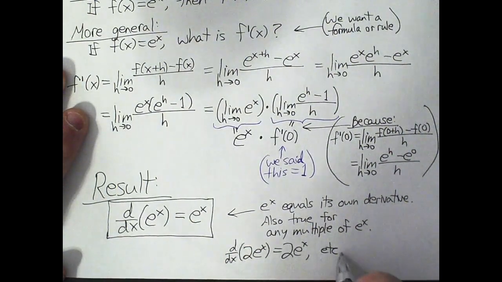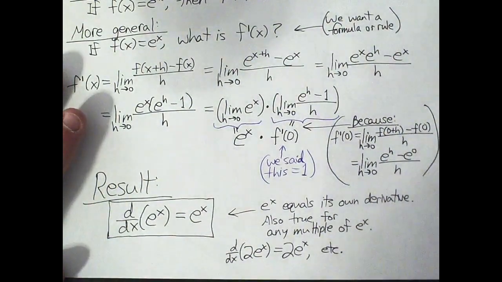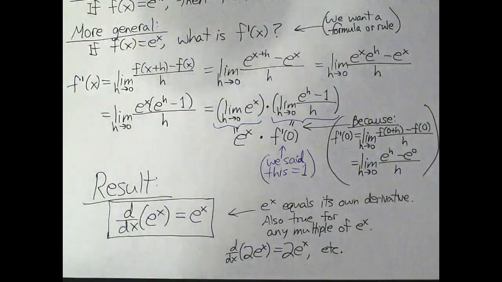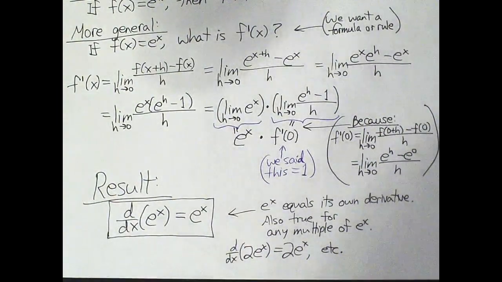I'll just say etc. By the way, 0 also counts as a multiple of e to the x. The derivative of 0 e to the x equals 0 e to the x. That also works. All right, so we've established this rule and we derived it. And we don't have to derive it each time we use it, of course. We can just go straight to this rule and use it as a shortcut.